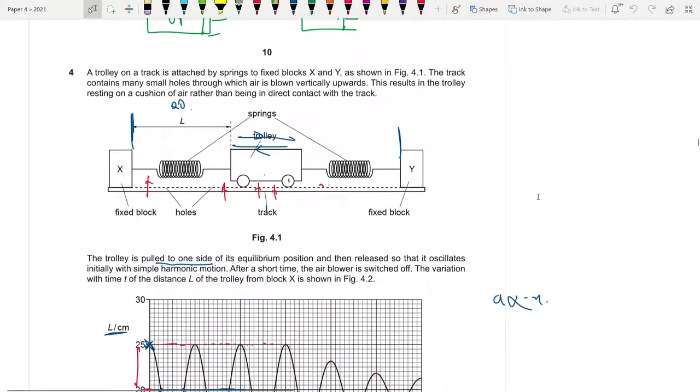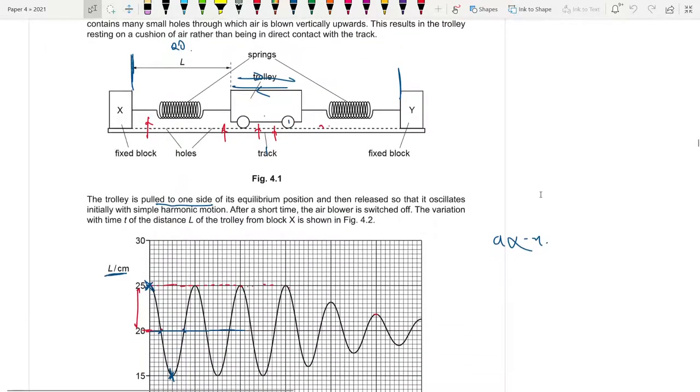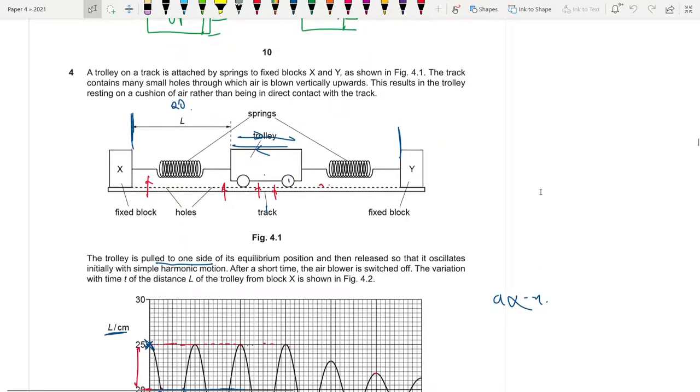A trolley on a track is attached with springs to fixed blocks X and Y as shown in figure 4.1. The track contains many small holes to which air is blown vertically upwards. Okay, so it's like levitating, right? This results in a trolley resting on a cushion of air rather than being in direct contact with the track. Interesting. So this was a tough one actually. I'm gonna explain this. So let's do this, okay?